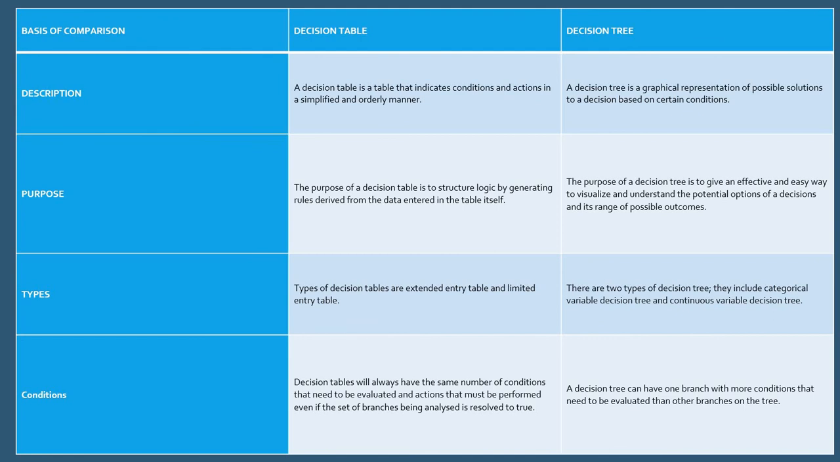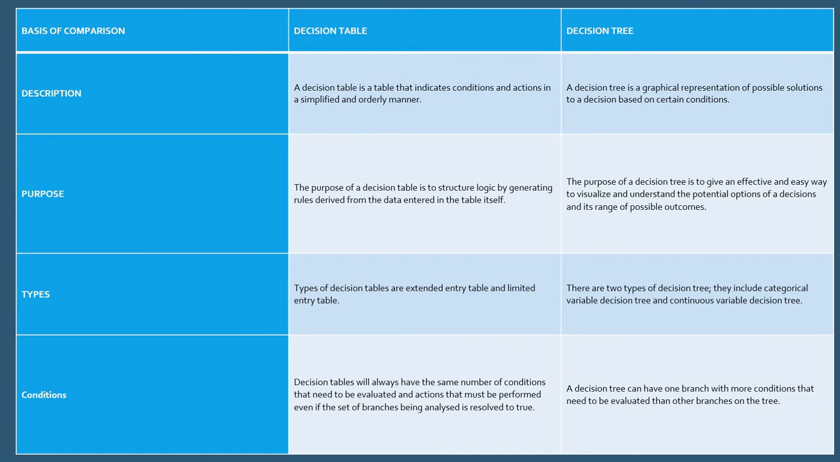Purpose. The purpose of a decision table is to structure logic by generating rules derived from the data entered in the table itself. Please remember those X, Y, N, and A. Right? The purpose of the decision tree is to give an effective and easy way to visualize and understand the potential options of a decision and its range of possible outcomes.